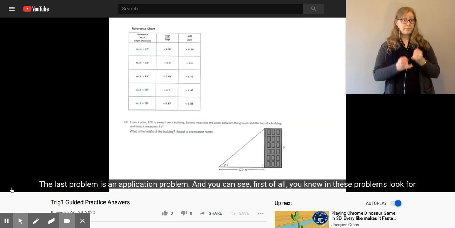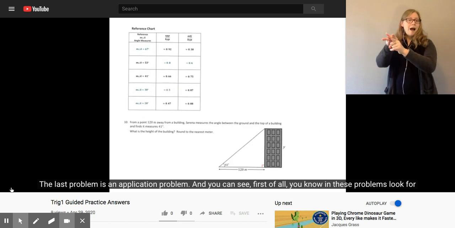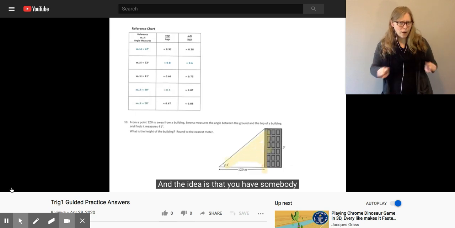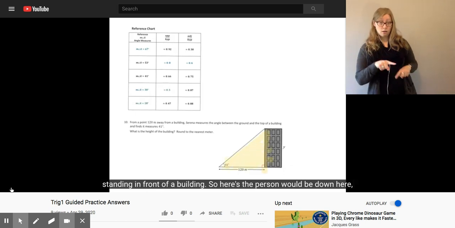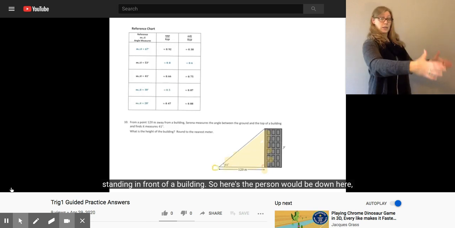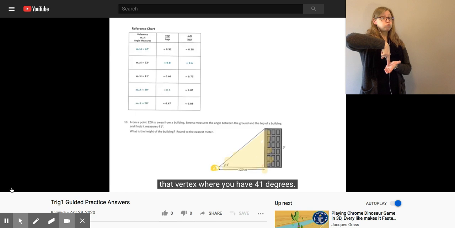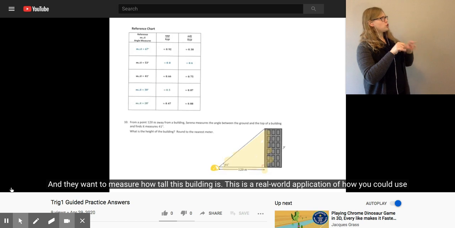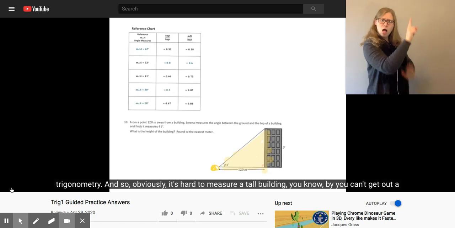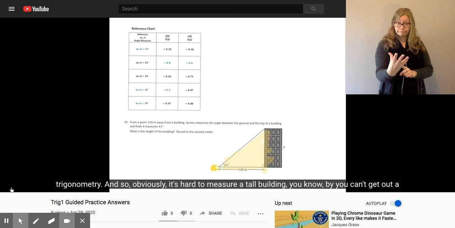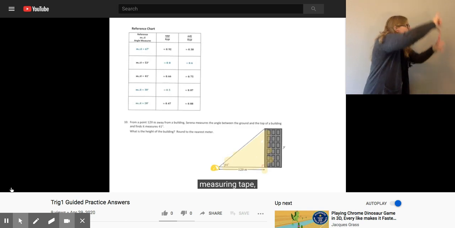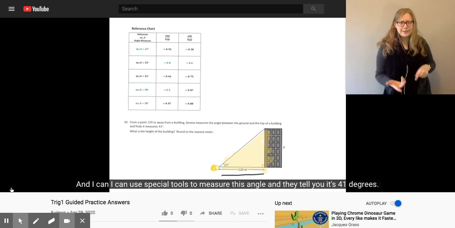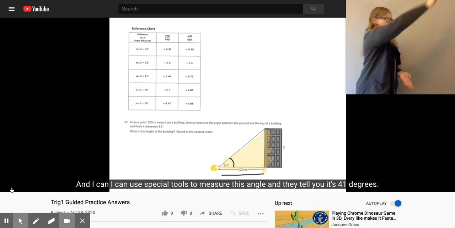The last problem is an application problem. And you can see, first of all, in these problems, look for a triangle. So we can see the triangle here. The idea is that you have somebody standing in front of a building. The person would be down here at that vertex where you have 41 degrees, and they want to measure how tall this building is. This is a real world application of how you could use trigonometry. Obviously it's hard to measure a tall building, you can't get out a measuring tape, but I can certainly measure how far I'm standing from the building. And I can use special tools to measure this angle, and they tell you it's 41 degrees.